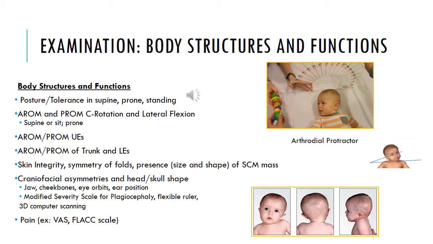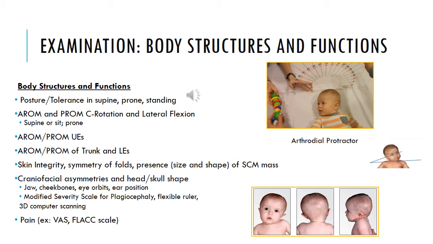Moving into the body structures and functions aspect of the ICF, the clinical practice guidelines recommend that at a minimum, the 7 bulleted items listed here are assessed when examining a child with an asymmetry potentially due to torticollis. They're listed here for you in order of what is the most active or what requires the most out of the child to the least active.